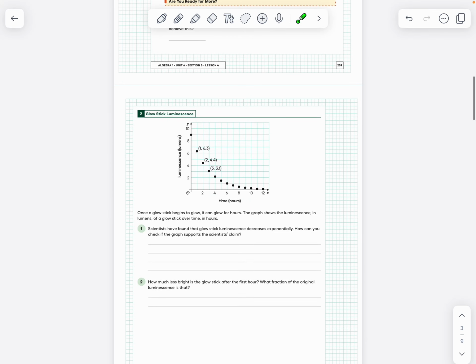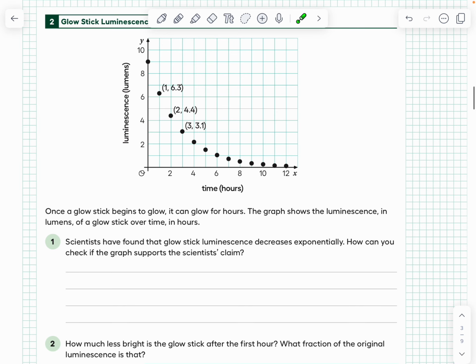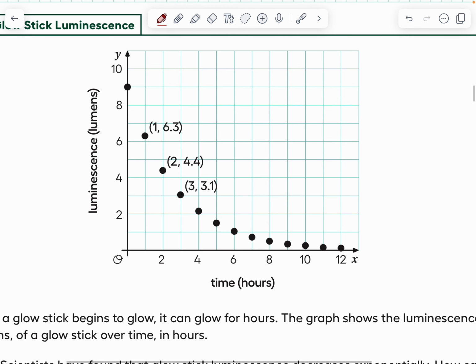Okay, continuing on. So, once a glow stick begins to glow, it can glow for hours. The graph shows the luminescence in lumens of a glow stick over time in hours. Scientists have found that the glow stick luminescence decreases exponentially. So how do they know that? How do you check that? Well, I'm going to show you, and this is on your quiz.